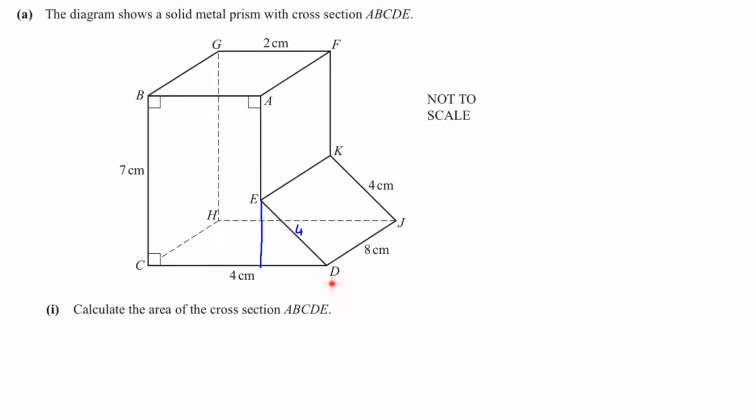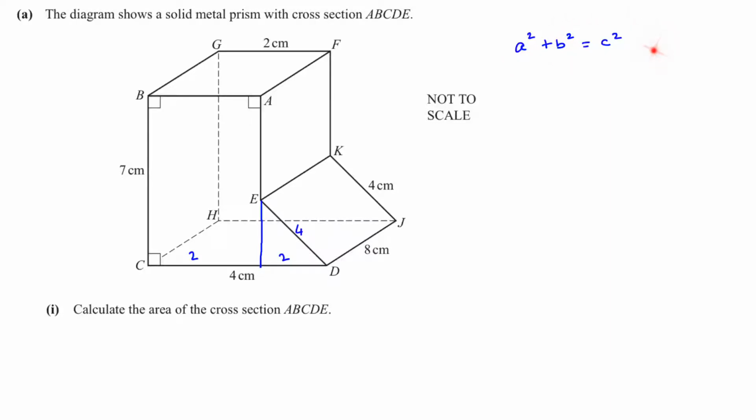This whole length CD is 4 centimeter. But if you break it off, we know that BA is 2 centimeter. So this part here will also be 2 centimeter and this will be 2 centimeter. To find the area of the triangle, you need to get the height. You don't have the height, you have the base and you have the hypotenuse. In this case, we are going to use the Pythagoras theorem. a square plus b square is equal to c square.